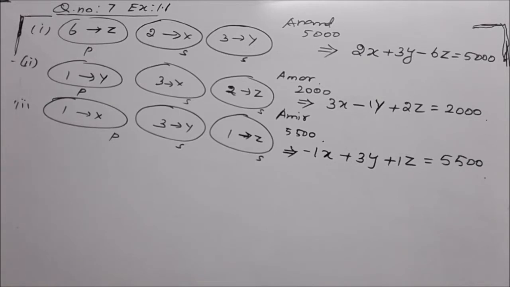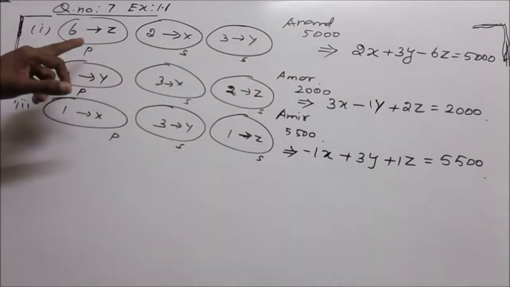Question number 7 in exercise 1.1. There are three business people. They are purchasing and selling three different commodities. One is X, another one is Y, third one is Z.